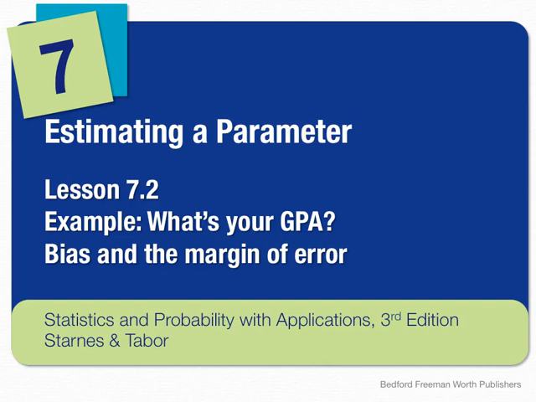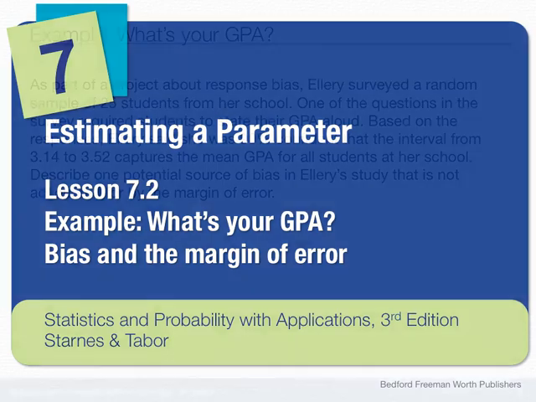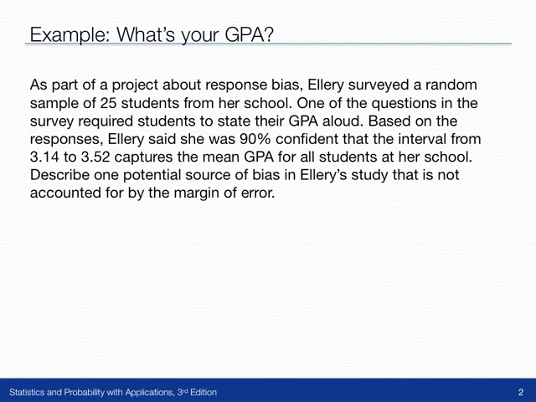In the lesson 7.2 example, What's Your GPA? We're going to look at bias and how that affects the margin of error of a confidence interval. As part of a project about response bias, Ellery surveyed a random sample of 25 students from her school. One of the questions in the survey required students to state their GPA out loud. Based on the responses, Ellery said she was 90% confident that the interval from 3.14 to 3.52 captures the mean GPA for all students at her school.